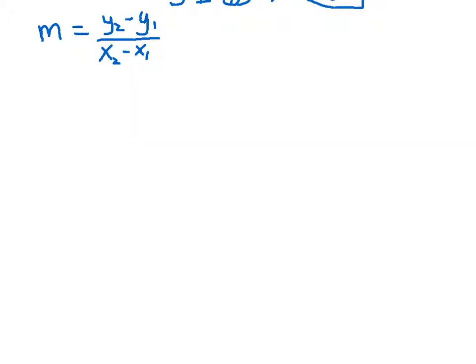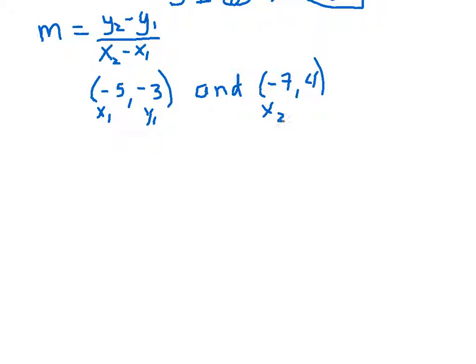Alright, and our final example we'll do is, let's say I want you to find the slope between the points negative 5, negative 3, and negative 7, positive 4. Alright, hit that pause button and work it out. Okay, again, label it up. x1, y1, x2, y2.